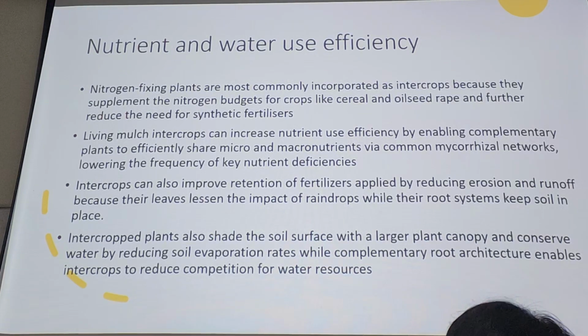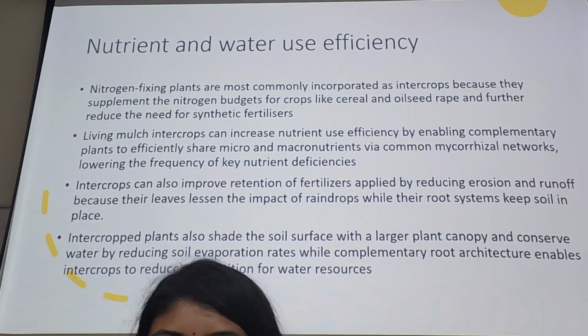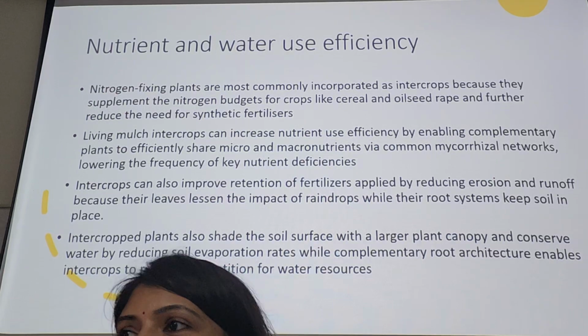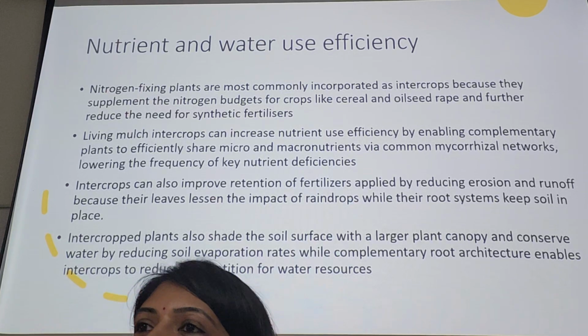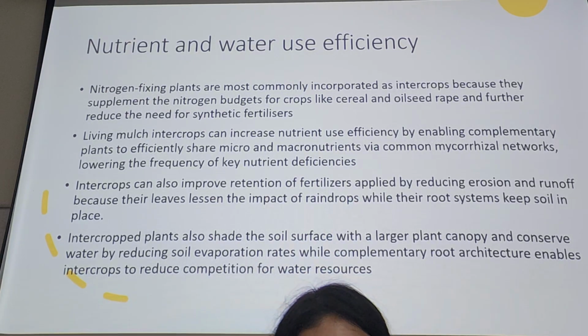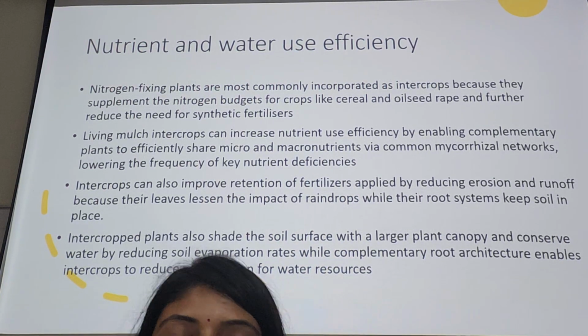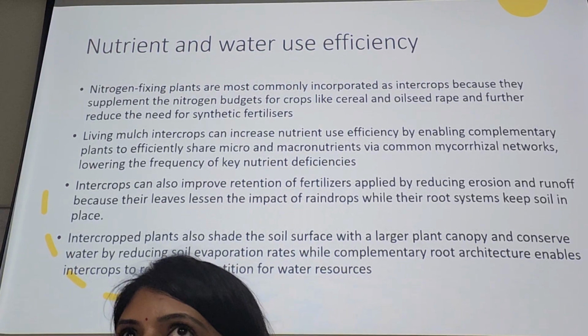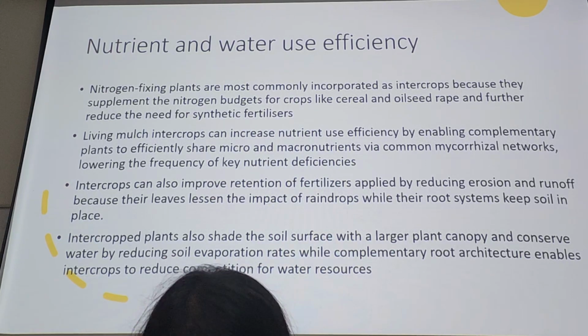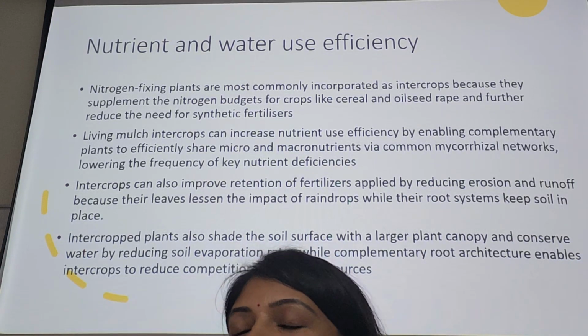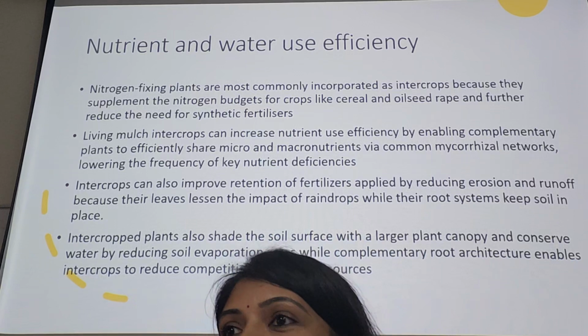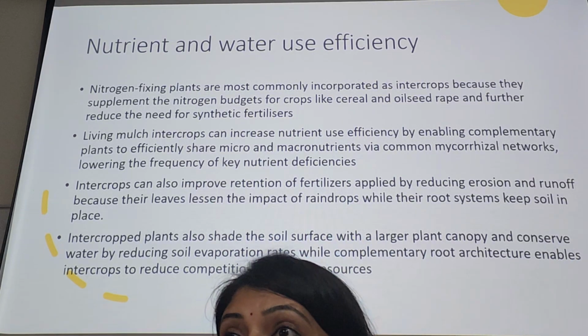Okay, the next one is nutrient and water use efficiency. Usually in an intercropping system, we use legumes because they have nitrogen fixing capabilities. So when we intercrop the plants with nitrogen fixing plants, the fertilizer that we need to apply for the main crop is usually reduced. Indirectly, it reduces the cost of purchasing fertilizers, because as we know, currently the fertilizer prices are quite high.